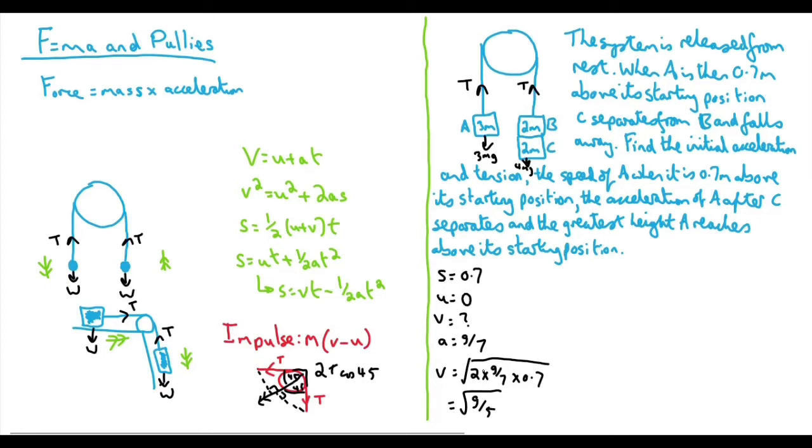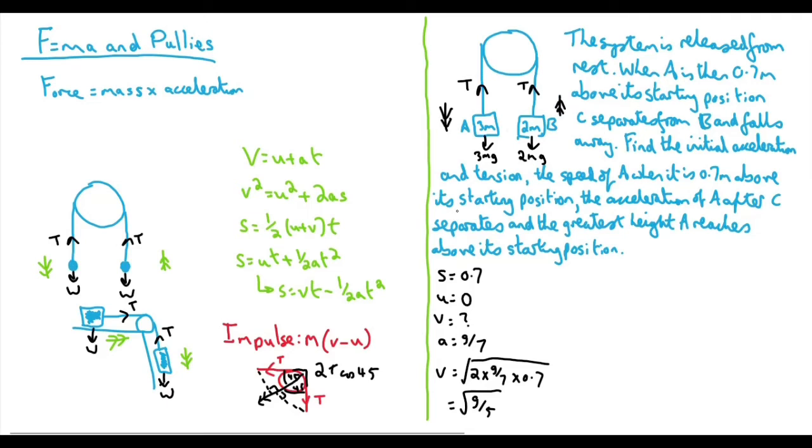Now that we have this speed, we can then say we'll find the acceleration of A after C separates. So once C has separated, once C is completely gone, we're now only going to have a weight on the right-hand side of 2mg. This now means that the left-hand side is heavier than the right-hand side. So A is now going to be what's travelling downwards, well, accelerating downwards predominantly, and B is going to be accelerating upwards.